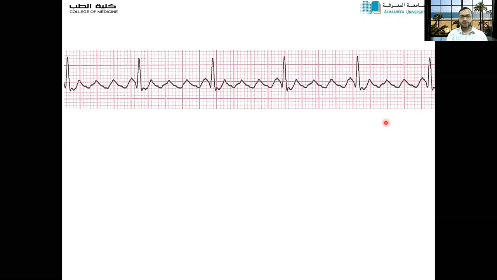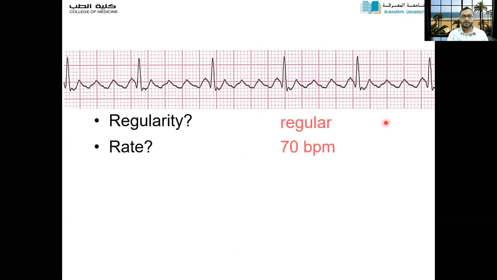Again, the same 5 steps you have to follow. Regularity: it's regular. Rate: if you see, 70 beats per minute. Are there P waves? Some may say that these are P waves. No, these are not normal shape P waves. You can count the width, 1, 2, 3, 4. These are 5 big squares and more than 2 small squares in the height. So the normal dimension of a P wave is not like this.